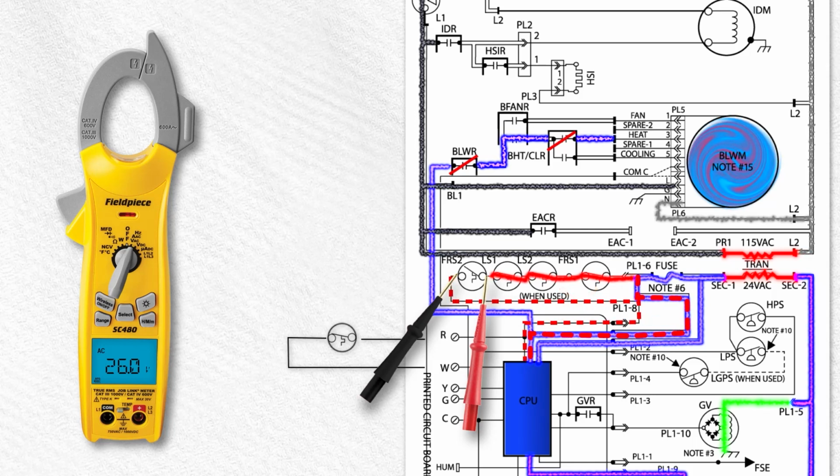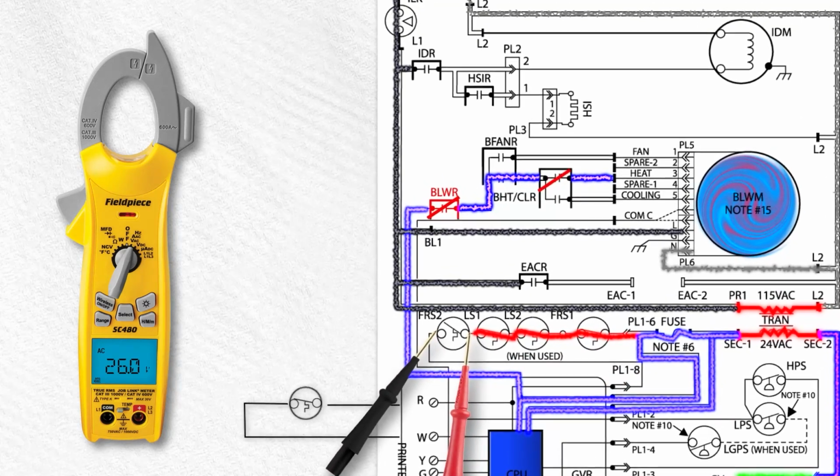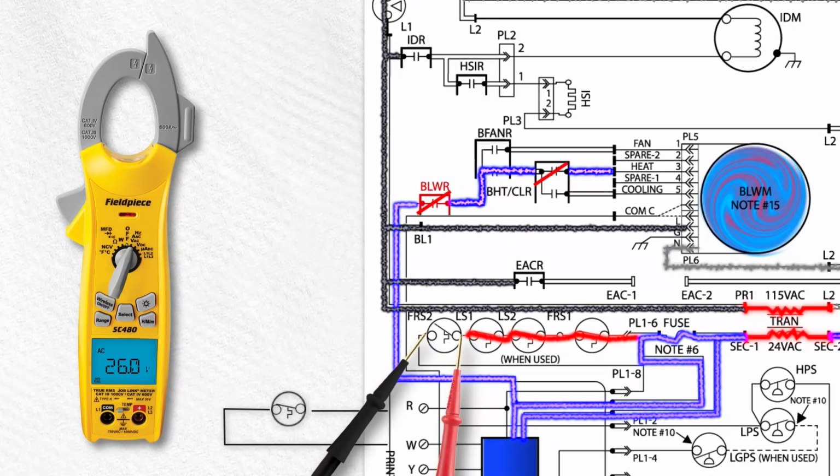This missing input from PL1-8 tells the CPU the limit string is open. Then the CPU sends an output to the fault LED, and also sends an output to close the BLWR. After a programmed time in the CPU, the output is removed from the BLWR and the output to the LED changes to a lockout.